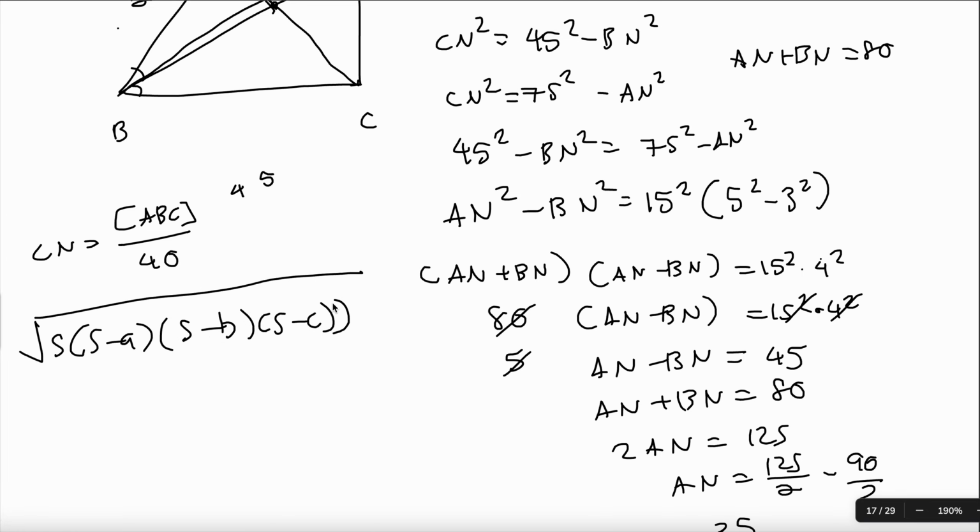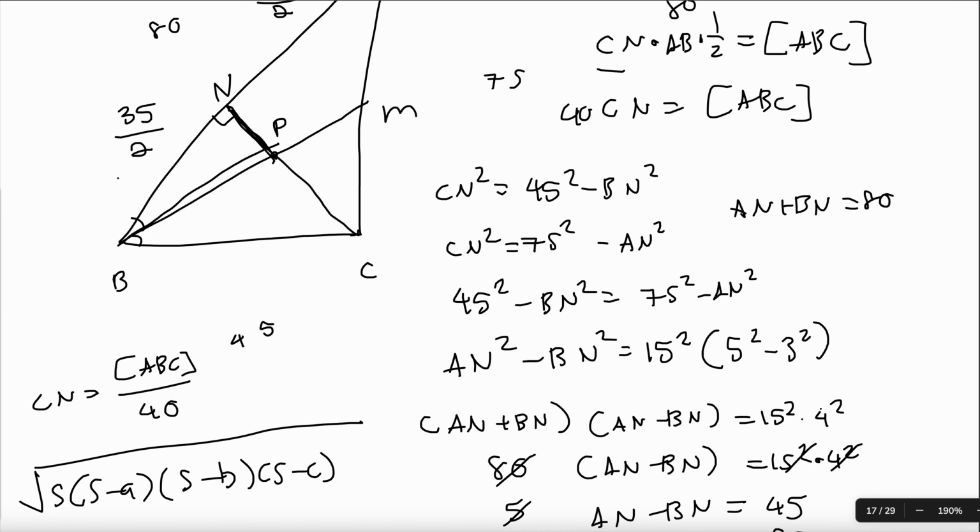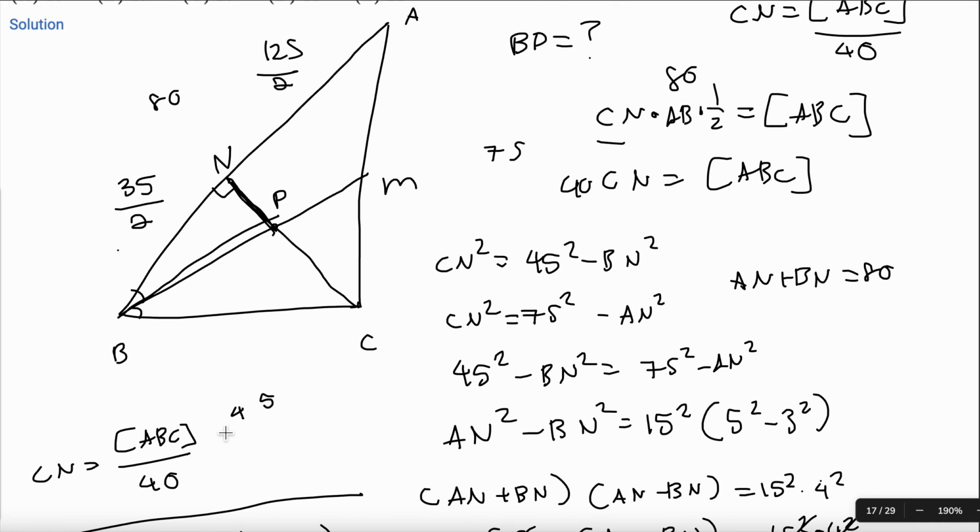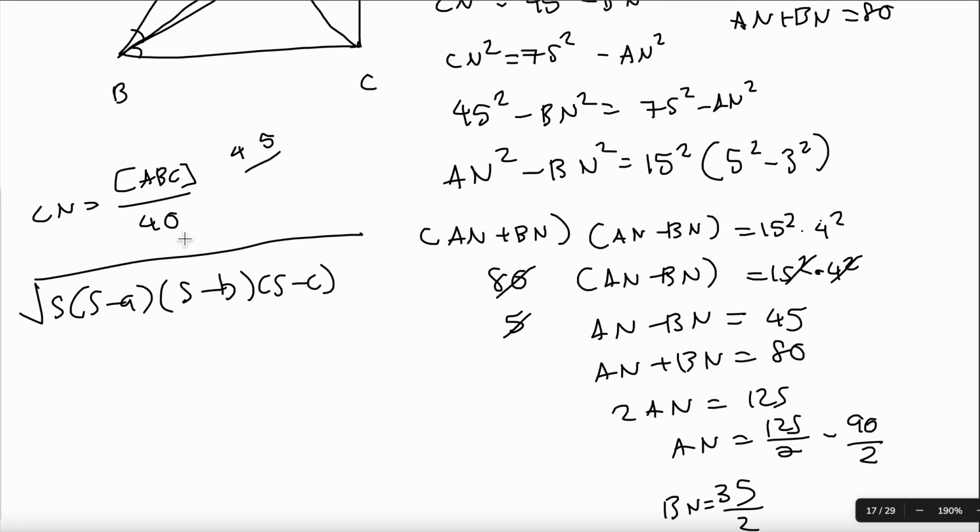where a, b, and c are the side lengths, and s is the semi-perimeter. So let's find the perimeter first, and let's take half of that to find the semi-perimeter. So 45 plus 75, that's 120, plus 80 is 200. So the semi-perimeter, half of 200, is 100.